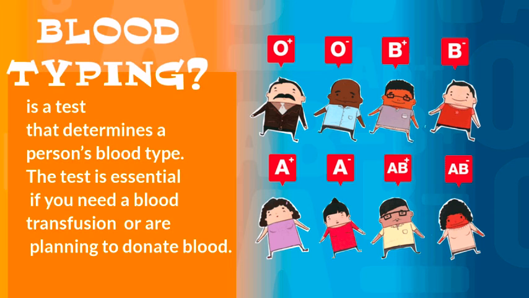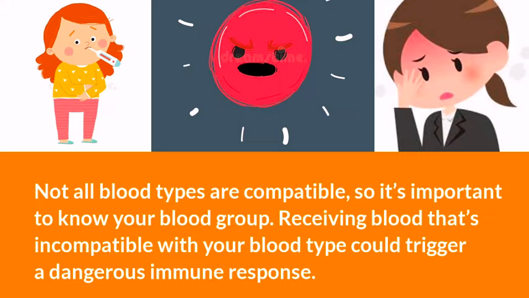Blood typing is a test that determines a person's blood type. The test is essential if you need a blood transfusion or are planning to donate blood. Not all blood types are compatible, so it's important to know your blood group. Receiving blood that's incompatible with your blood type could trigger a dangerous immune response.